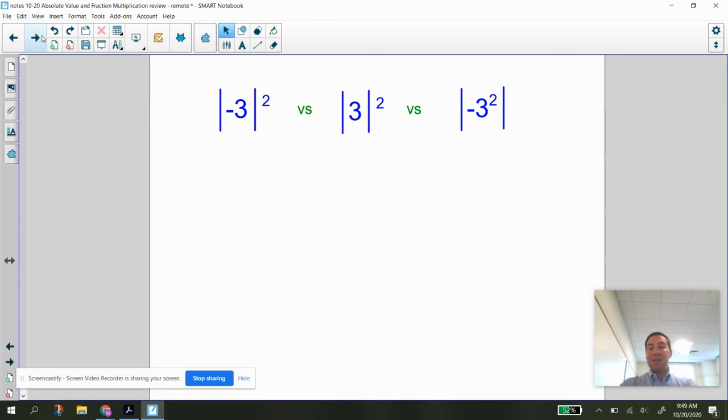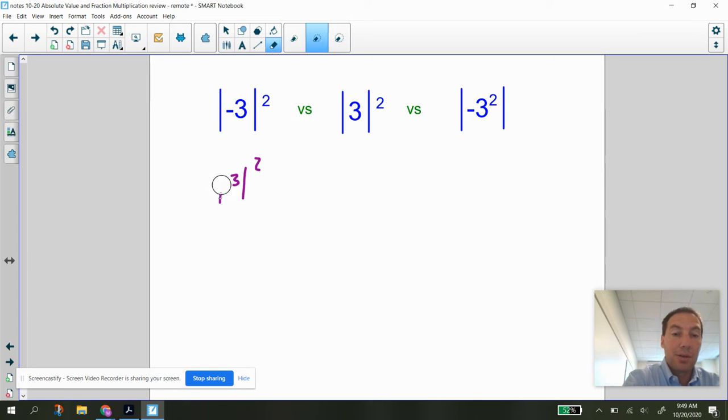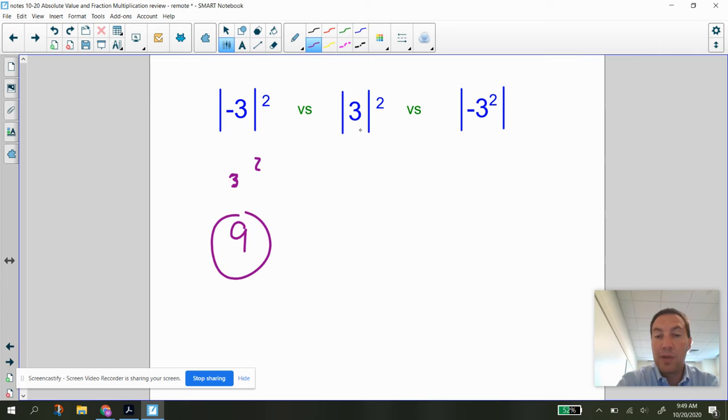All right, how about these here? What's the difference between all of these? Well, again, we're going to do our absolute value because that's like parentheses first. Then we're going to do our exponents. So this one, you would do absolute value of negative 3 is 3. I'm sorry, I already did the absolute value there. Those are gone. And we get that 3 squared is 9. How about this one? Absolute value of 3 is 3.